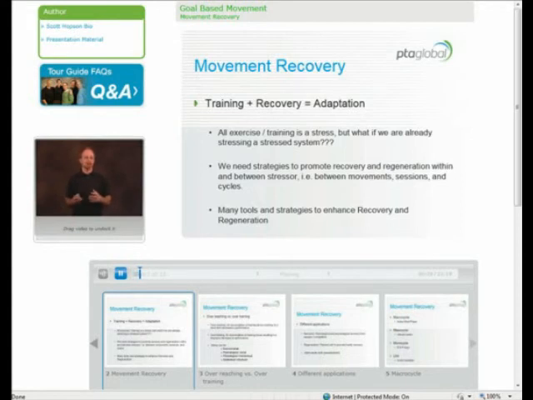The question is, all exercise, all training is a stress. It doesn't matter what you term it, whether it's resistance training, cardio training, or energy system development, whether it's speed, agility, quickness, games, recreation, sport, movement can be a stress. So if we're stressing an already stressed system, it just equals more stress.